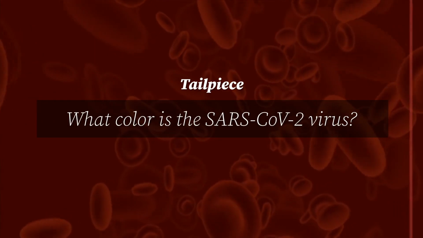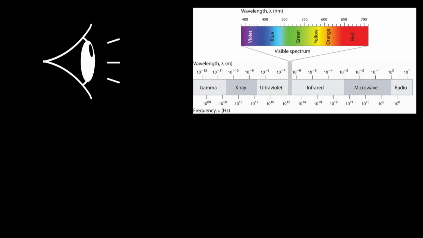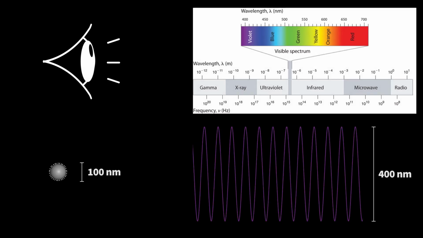So, what is the color of the COVID-19 virus? The wavelength of visible light ranges from 400 nanometers for violet light to 700 nanometers for red light. This virus is much smaller than that, about 100 nanometers big. Since a virus will not scatter any visible light back to your eyes, there is no concept of color for things that small.